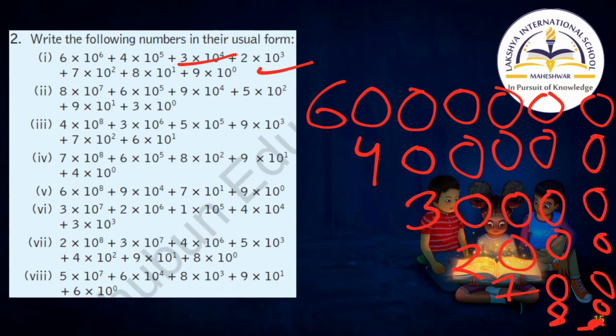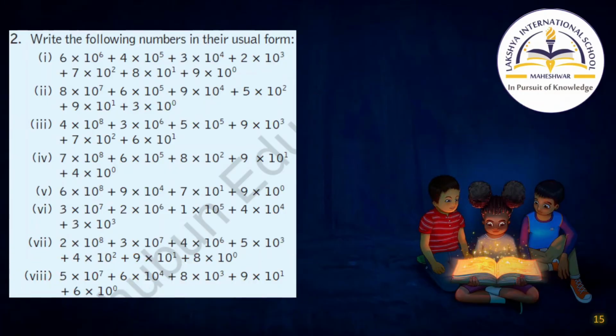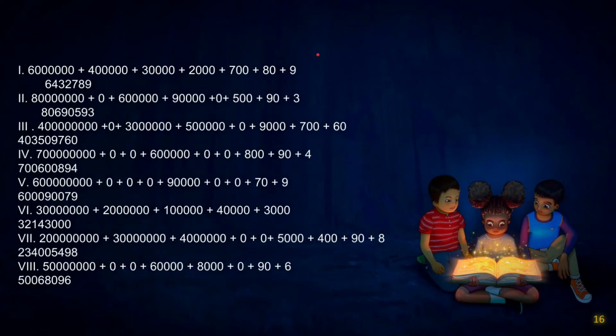Now you have to add them. What is the answer? 6, 4, 3, 2, 7, 8, 9. So you have to write it like this: 6, 4, 3, 2, 7, 8, 9. Okay, this one.